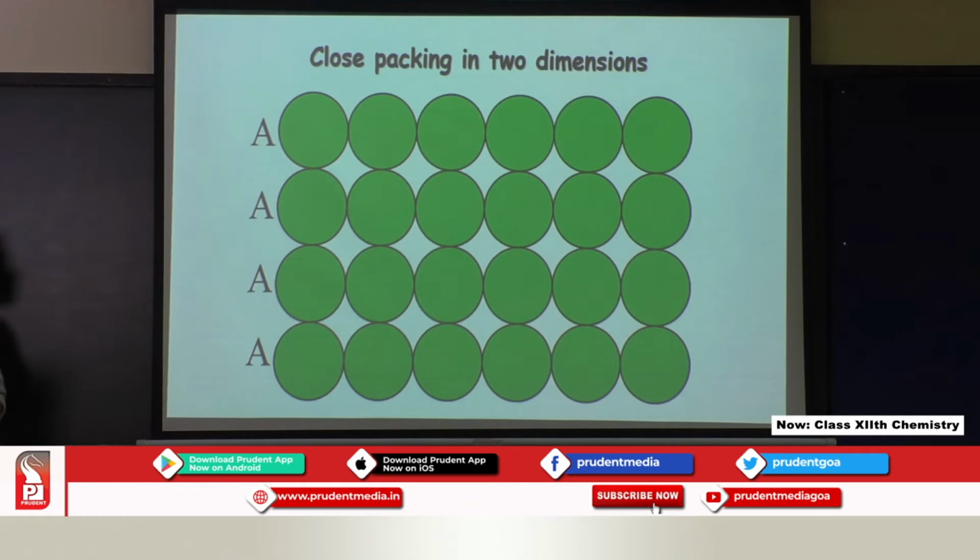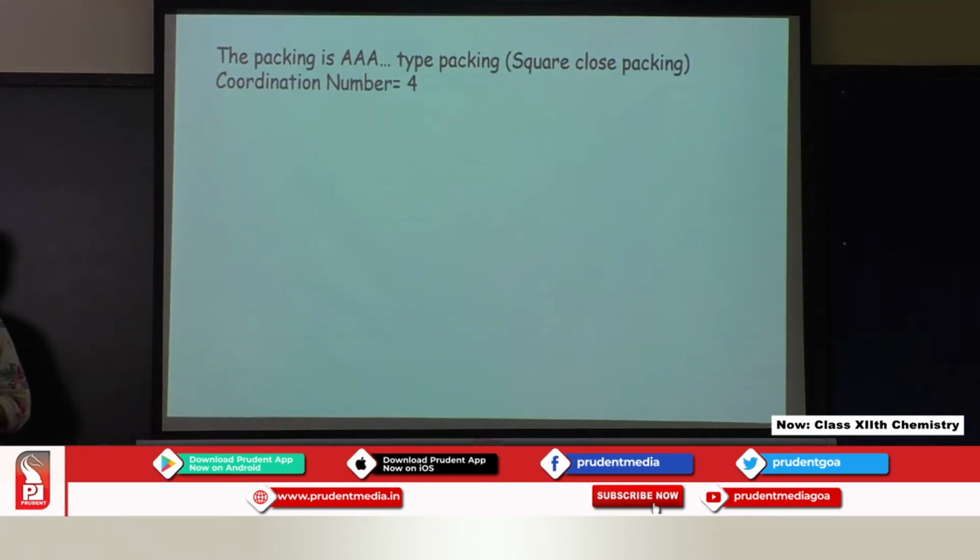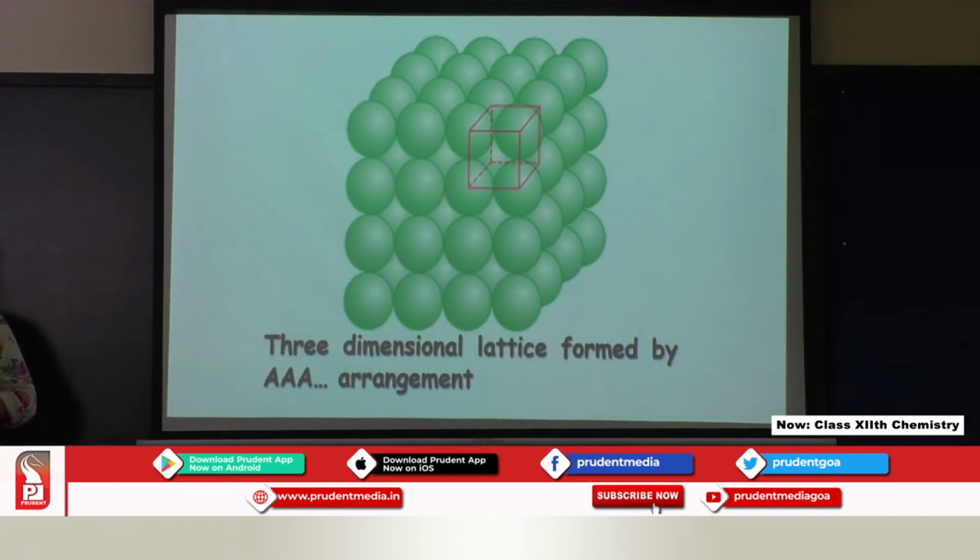This type of packing is called AAA type of packing because each of these layers are stacked exactly above the other. What is the coordination number of each atom in this arrangement? You can easily see that the coordination number is 4. Now, if I join the centers of each of these spheres, we get a geometrical figure, that is a square. Hence, this type of packing is termed AAA type of packing or square close packing, and the coordination number is 4. This is what a 3D lattice formed by AAA arrangement looks like.